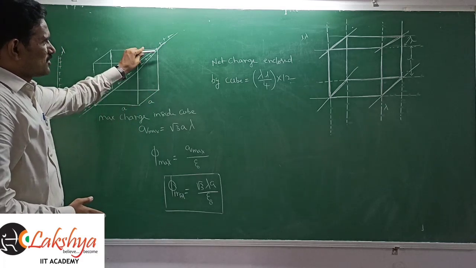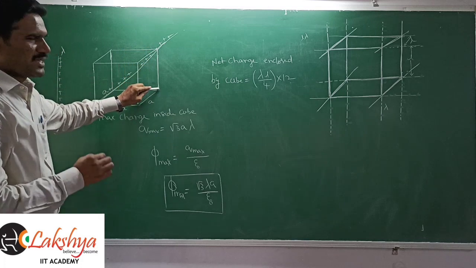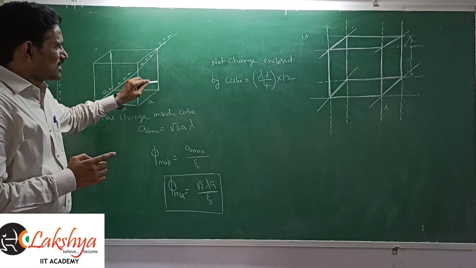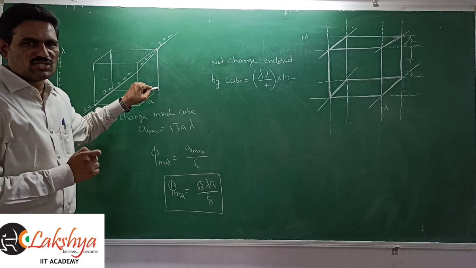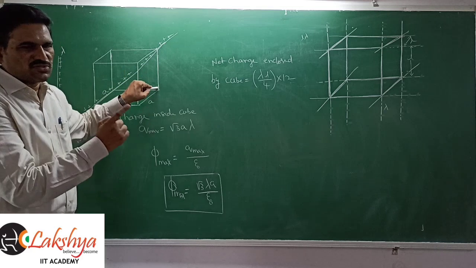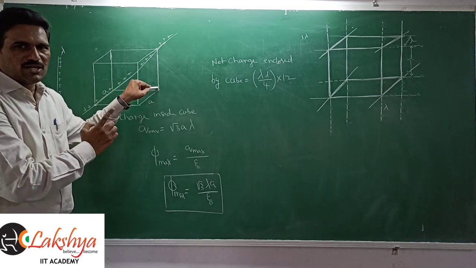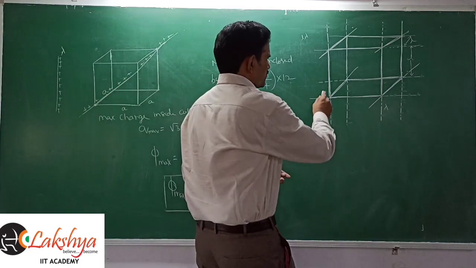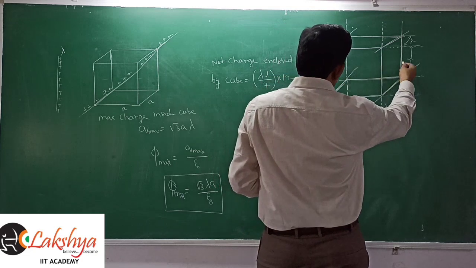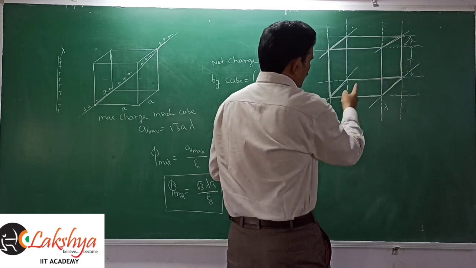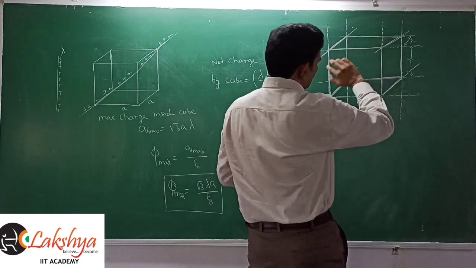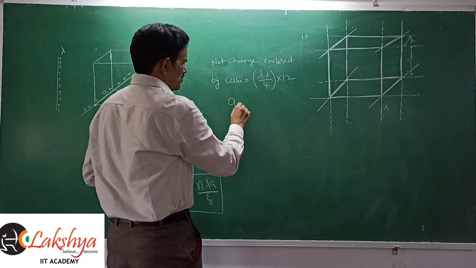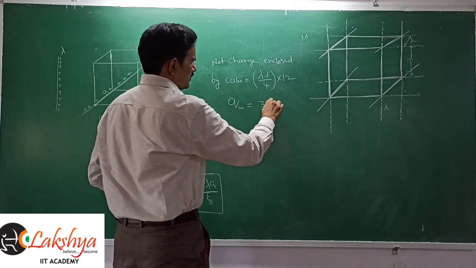Got it? If you are taking this edge here, this edge is common for 4 cubes. So whatever charge is on this edge, lambda L by 4 of it belongs to our cube. So lambda L by 4 into 12 parts. For example, 1, 2, 3, 4 vertical, 4 horizontal here, and 4 horizontal here. So total 12, and the charge enclosed will be 3 lambda L.